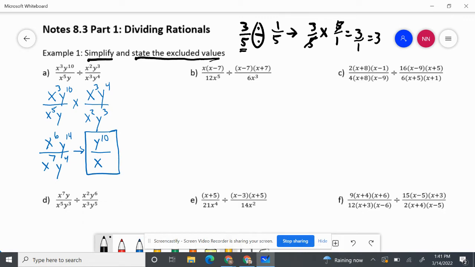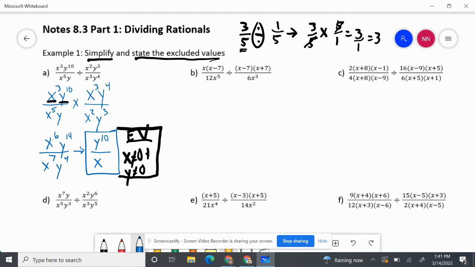Now, when we're looking at our excluded values, remember that when we're talking about monomials, it's always 0. So x cannot equal 0, but this time we also put y cannot equal 0, because that's not the only variable. Besides x, there's also a y. So we have the excluded values for x, and we have the excluded values for y.